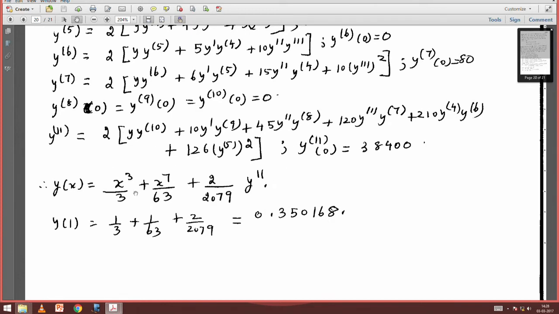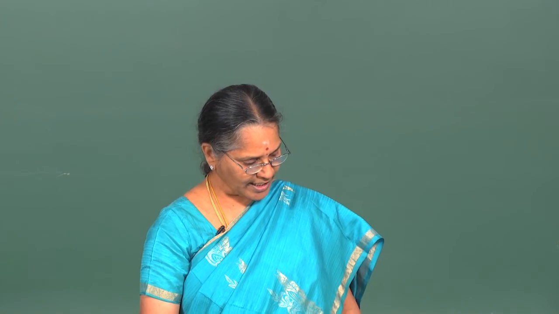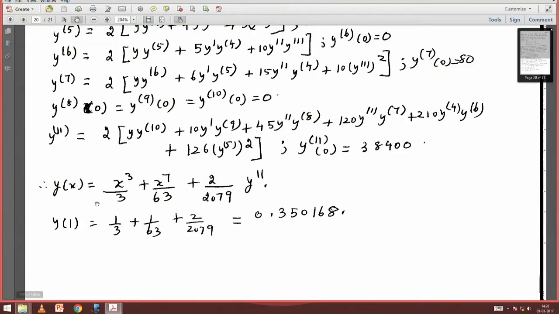So, we write out what y of x is using these first three non-zero terms, which is nothing but x cube by factorial 3 into y triple prime 0 plus x power 7 by factorial 7 into seventh derivative of y at 0 plus x power 11 by 11 factorial into 11th derivative of y at 0. So, that gives you the solution of y at any x.